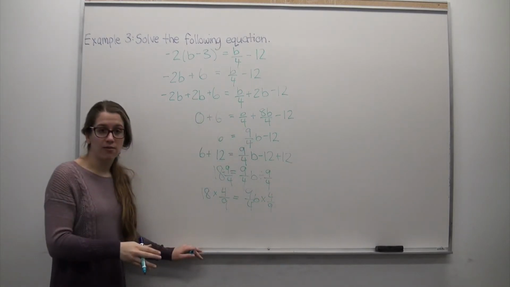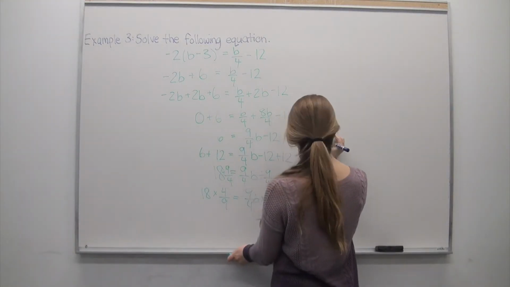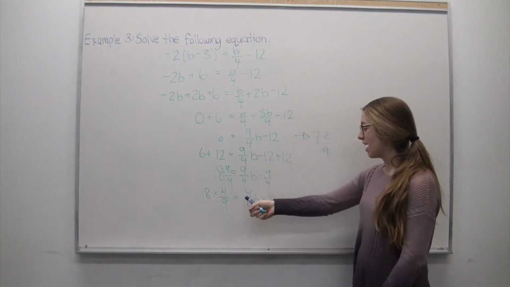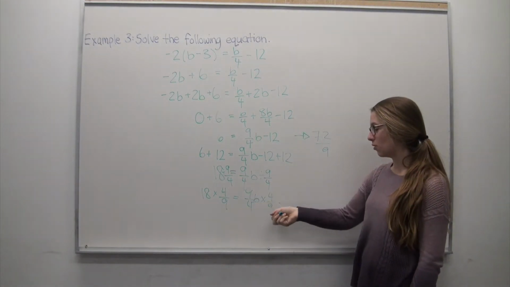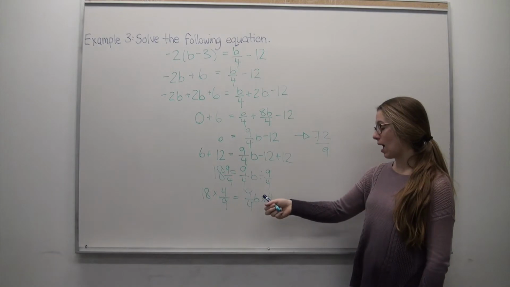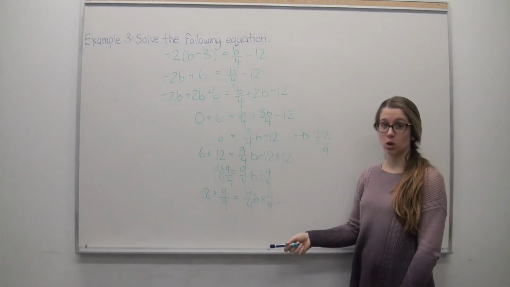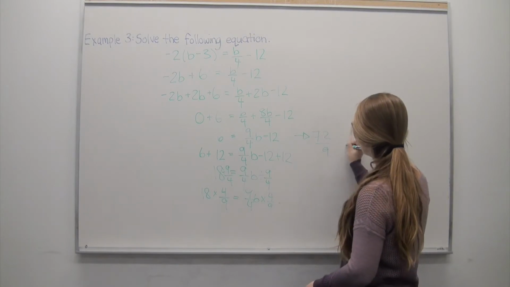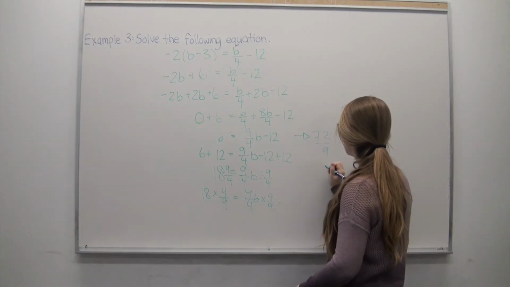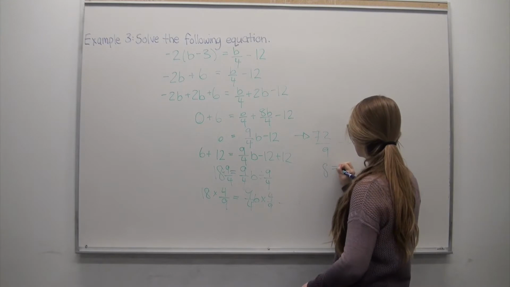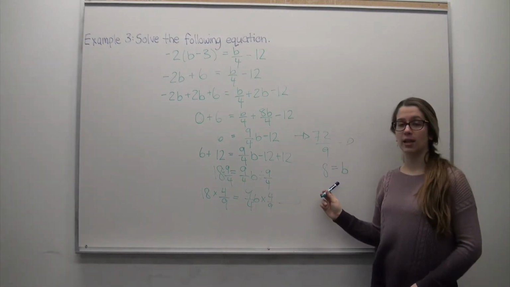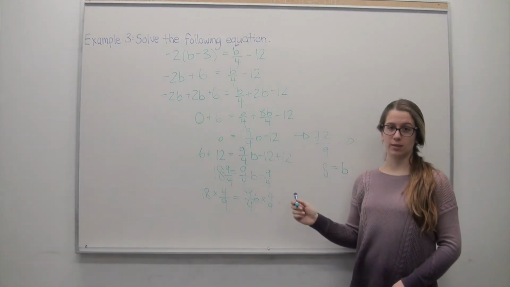I'm going to multiply the fractions out. Now 9 over 4 times 4 over 9, that's going to give me 36 over 36, and that's going to reduce to 1. This will just be b. And this side here can reduce to 8, and this will be b. You get that the answer is b equals 8.